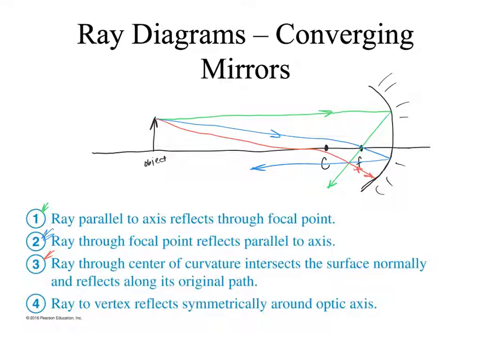And finally, for our last one, this light ray, if it hits the vertex, and this is the vertex, so if it comes in and hits the vertex, it's going to reflect back at the same angle. Because I made them so, all my light rays do intersect at a certain spot, and that's where my image is going to be.